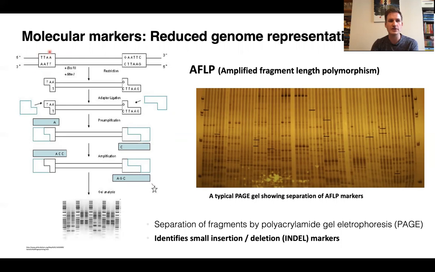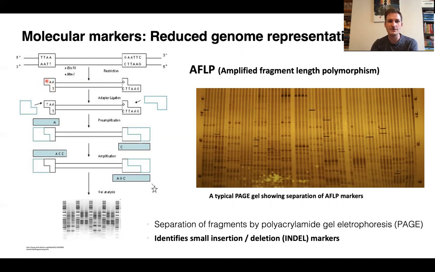So there's an enzyme called MSE1 that recognizes the sequence TTAA. But it has to be in DNA. So it's TTAA on the 5' strand, but it's also TTAA on the opposing strand. And when it sees this, it cuts that DNA in half. But it doesn't cut it in half symmetrically.